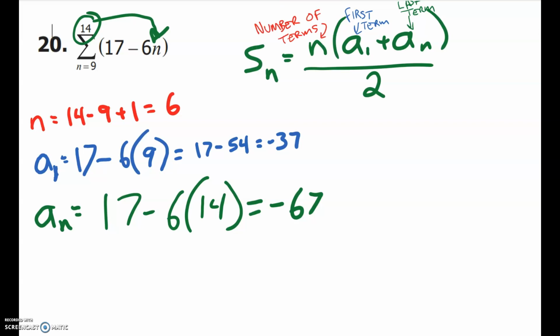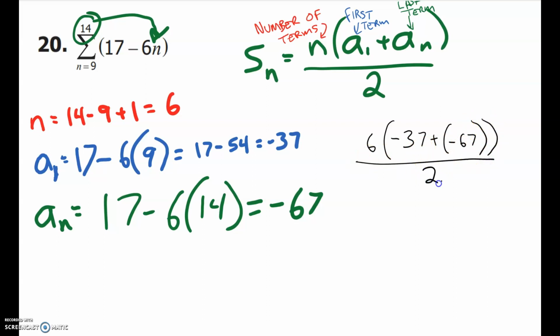So now we have everything that we need for our formula. Okay, so we want to find the sum of these 6 terms. So we have 6, that's the number of terms. The first term is negative 37 plus negative 67, or you could put negative 37 minus 67, of course, that's the same thing. We're going to divide that by 2, and we get negative 312. And I just noticed that the answer key that I have online is wrong, but the answer is negative 312.